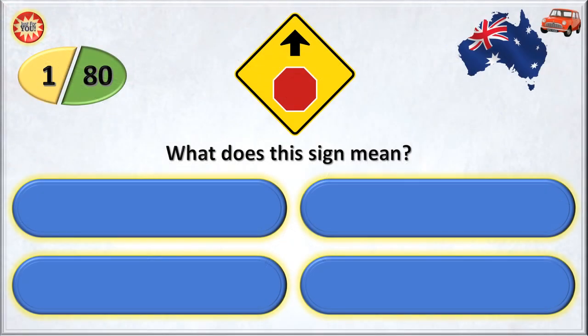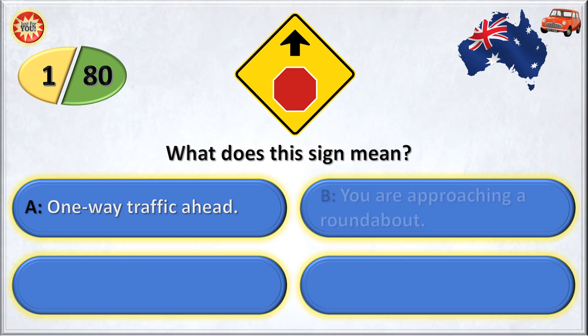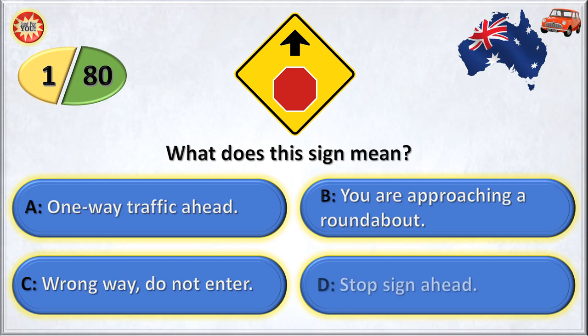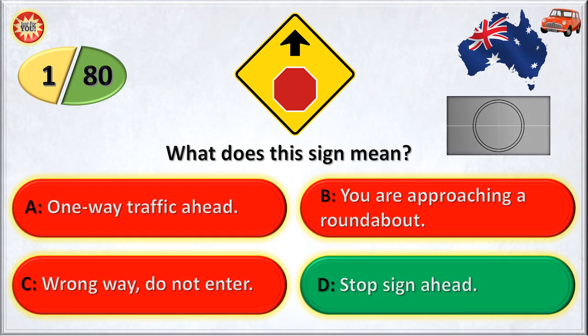What does this sign mean? One-way traffic ahead. You are approaching a roundabout. Wrong way, do not enter. Stop sign ahead. Stop sign ahead.